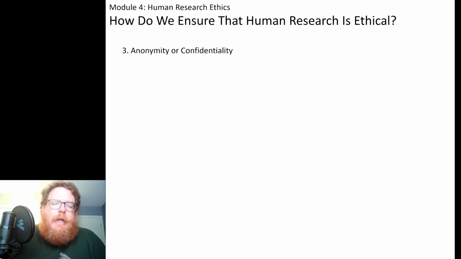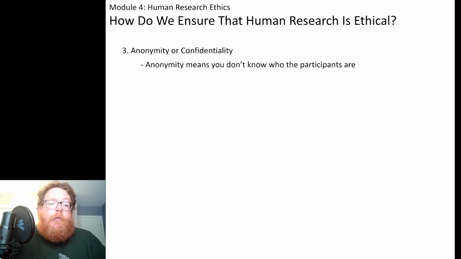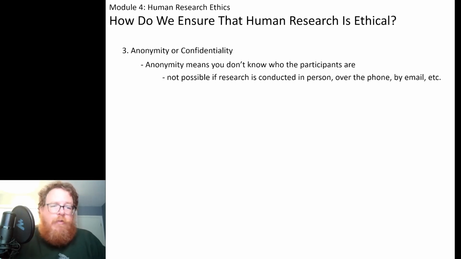Number 3 is anonymity or confidentiality. Generally, we want to have one or the other of these two components to our study to ensure that our study is ethical. So, what does anonymity mean? Well, it means that you don't know who the participants are. As the researcher, I don't know who the participants are. They're anonymous people. Of course, this is not going to be possible in many research studies.